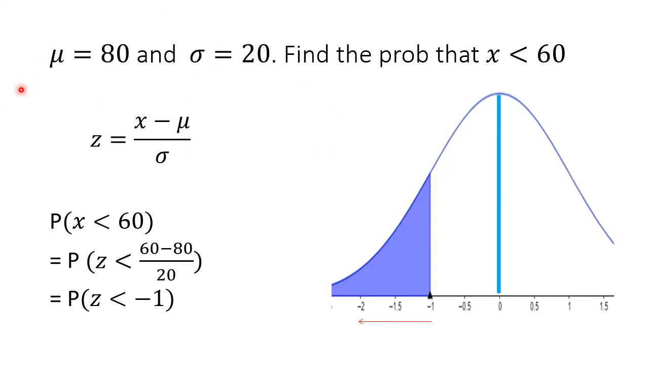Using the same conditions, our mean is equal to 80, our standard deviation is equal to 20. Find the probability that x is less than 60. Now we're moving into the left-hand side because it's less than. First step, I substitute into the z formula. There, I have 60 minus 80 divided by 20, and I'm going to get minus 1. So this is my z score. I'm looking for the probability that z is less than minus 1 going this side. I've drawn the diagram like that.